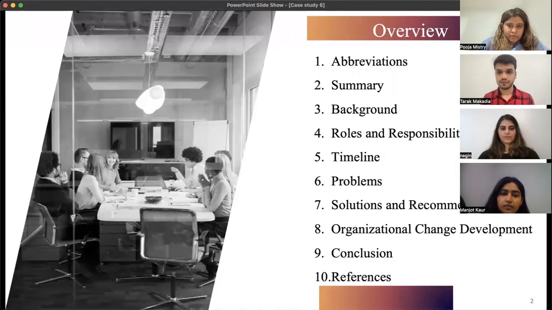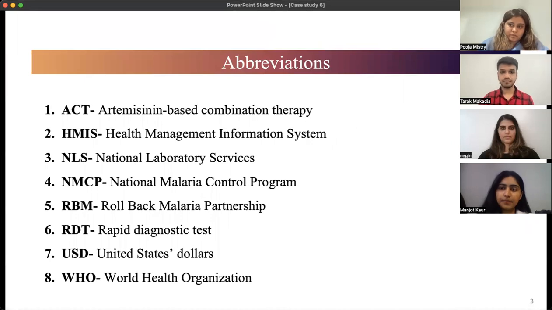This is a brief overview of the topics that will be covered in this case study analysis: abbreviations, summary, background, roles and responsibilities, timeline, problems, solutions and recommendations, organizational change development, conclusion, and references. The important abbreviations frequently used in this analysis are NLS, National Laboratory Services; NMCP, National Malaria Control Program; and RDT, Rapid Diagnostic Test.